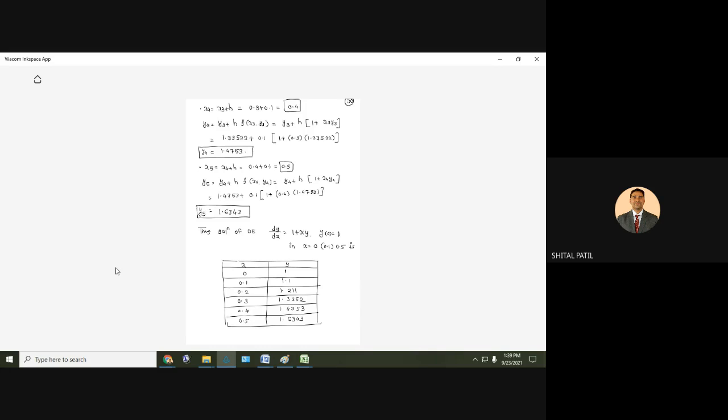Yes, this is the solution of the given differential equation. For different values of x, we'll get different values of y. Why? As in the previous case, the answer was converging. Here, it is not expected that the answer will converge.